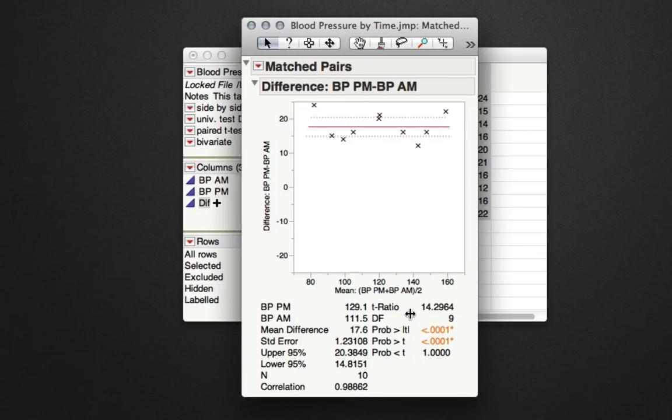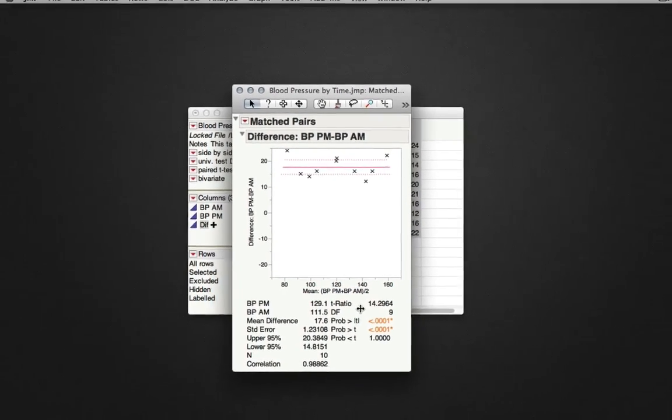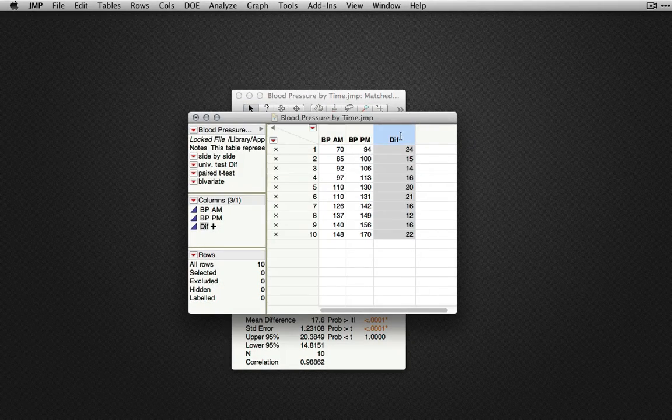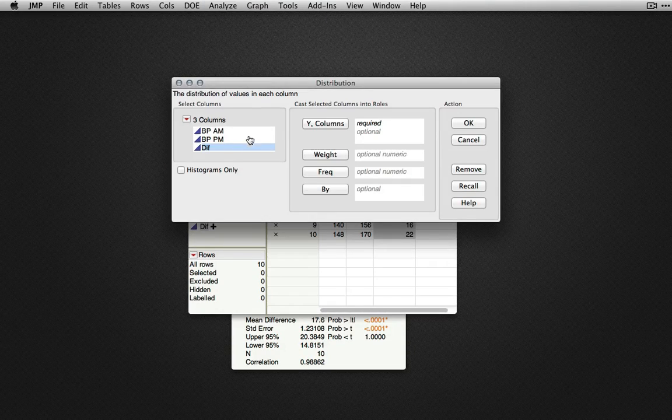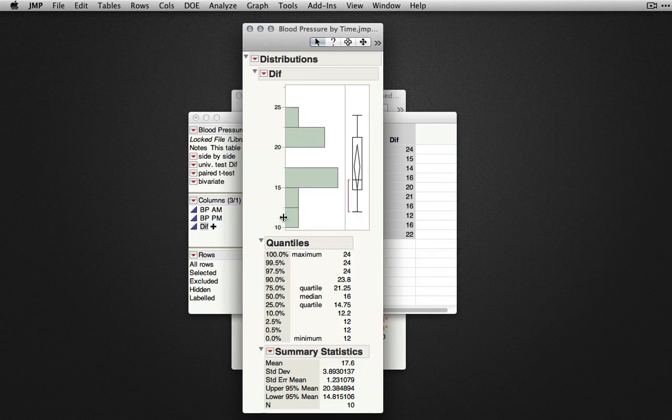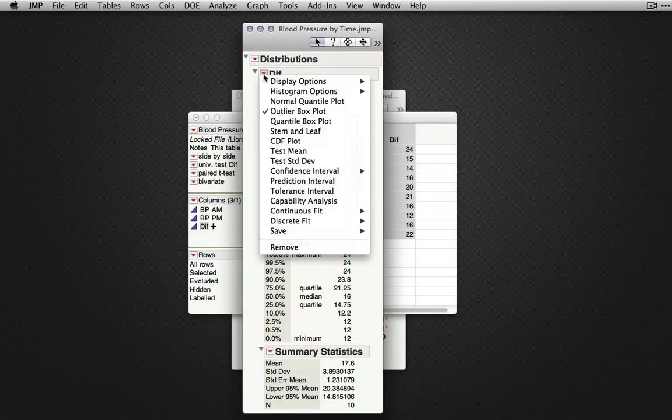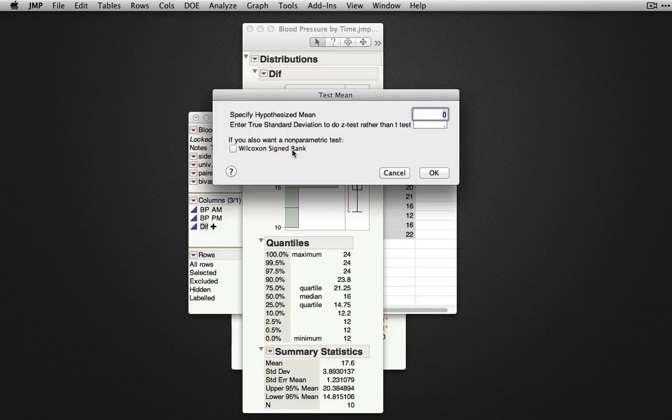Since this hypothesis test is really a test of the difference scores themselves, another method for performing the matched pairs t-test is using analyze distribution and providing the difference score column as our y. Our difference scores are shown here in the histogram, and our observed mean difference is the same as it was before. To test whether this observed mean difference is different from 0, we can go to the red triangle next to diff and select test mean.